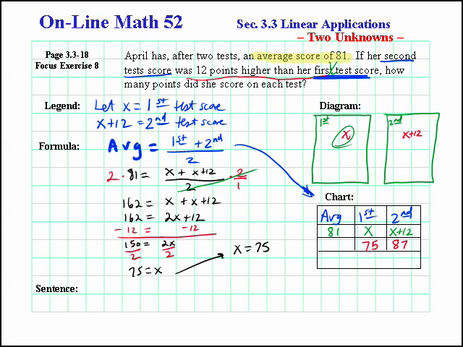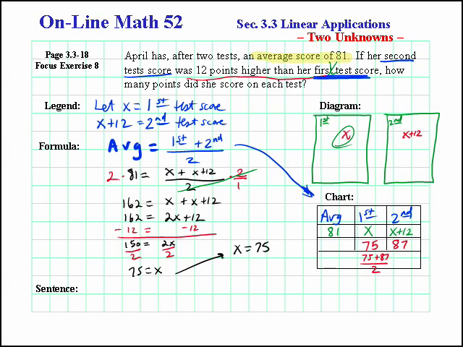Now together those two do not add up to 81. However, if we add them together, 75 plus 87, and then divide by 2, it should be 81 if we did this correctly. And you can work that out if you wish. I'm going to just go ahead and finish this by writing a sentence.